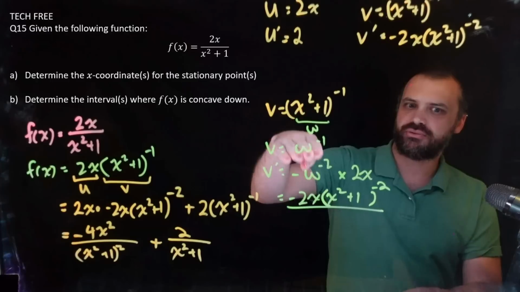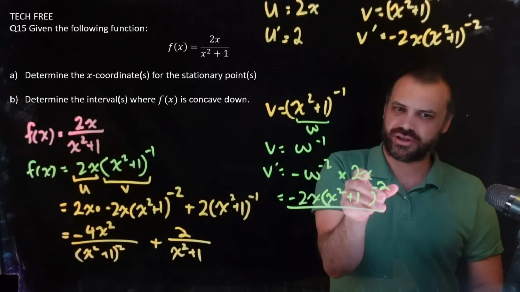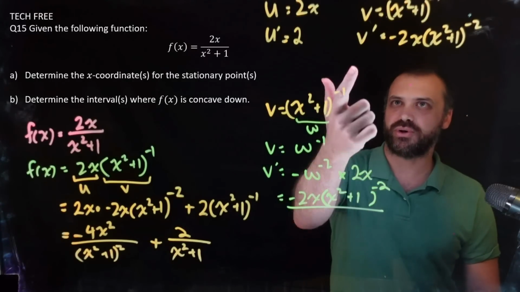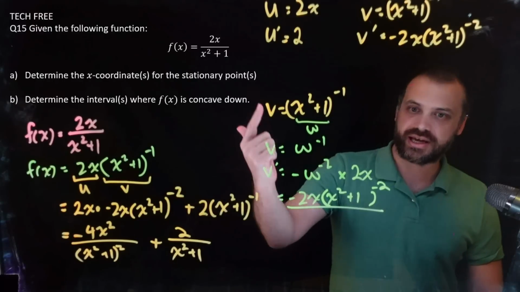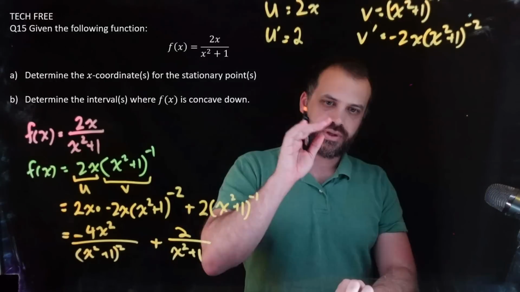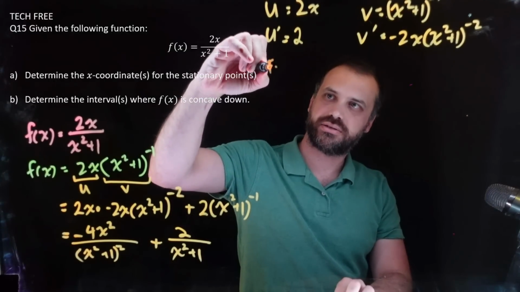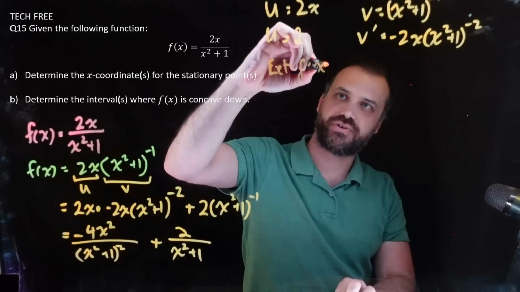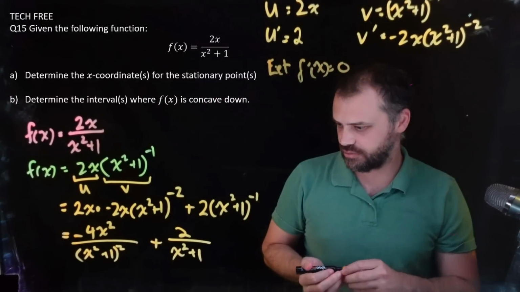All right, I'm just going to get rid of this. This is just a little bit of side working to figure out what that V dash was. Let's actually answer the question. Determine the x coordinates for the stationary points. So to do that, we let f dash of x equal 0.